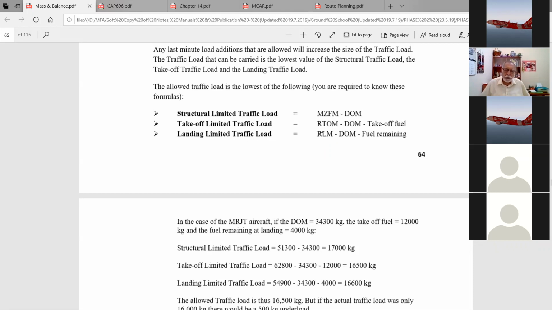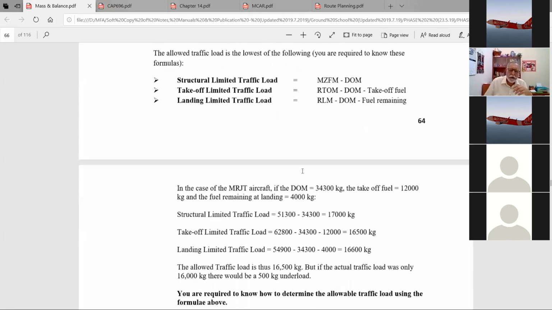If regulated is not there, structural landing mass, and minus DOM minus fuel remaining. Okay, so this formula gives me allowable traffic load for that day. How much am I allowed? So when I know how much I am allowed, and according to today, I find that my traffic load is only so much. Difference between the two is my underload.